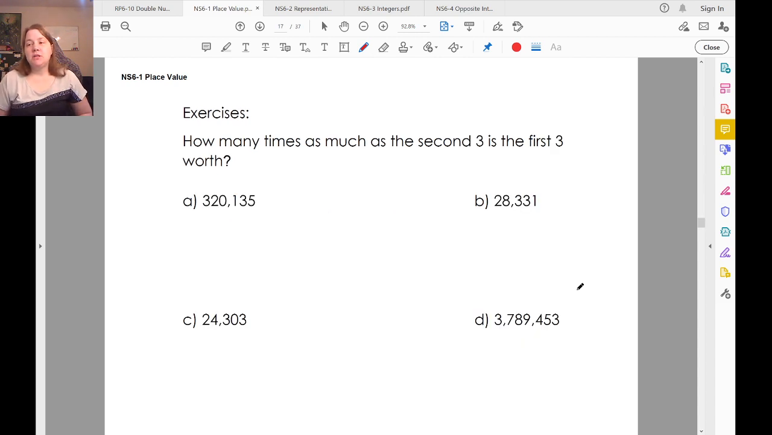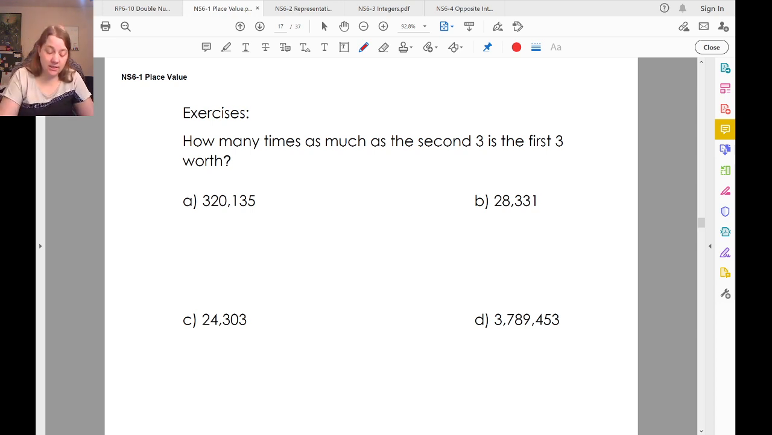How many times as much as the second 3 is the first 3 worth? So we're doing the same thing that we were doing before, except now we're doing it with 3s instead of with 1s. Go ahead and pause the video. When you come back, I'll give you a hint. And then when you come back again, we'll talk about it.